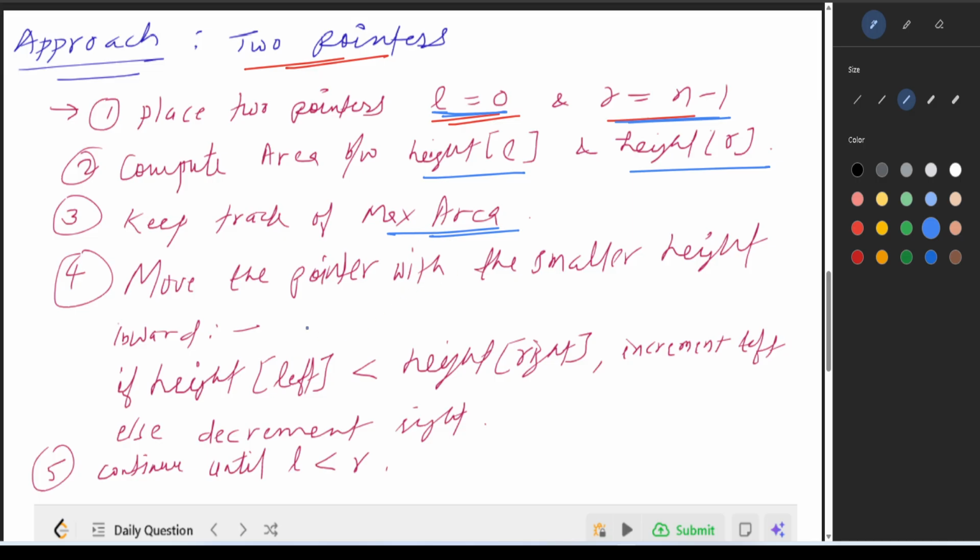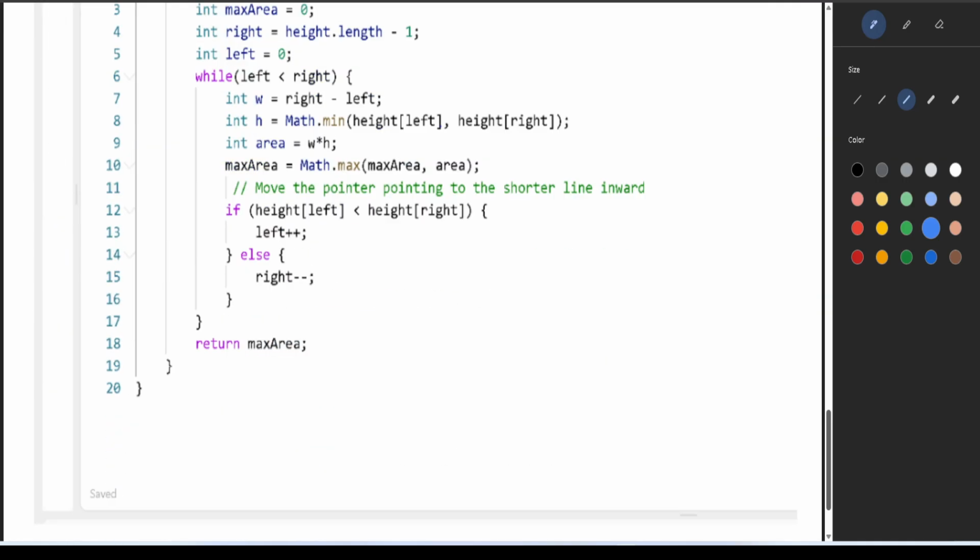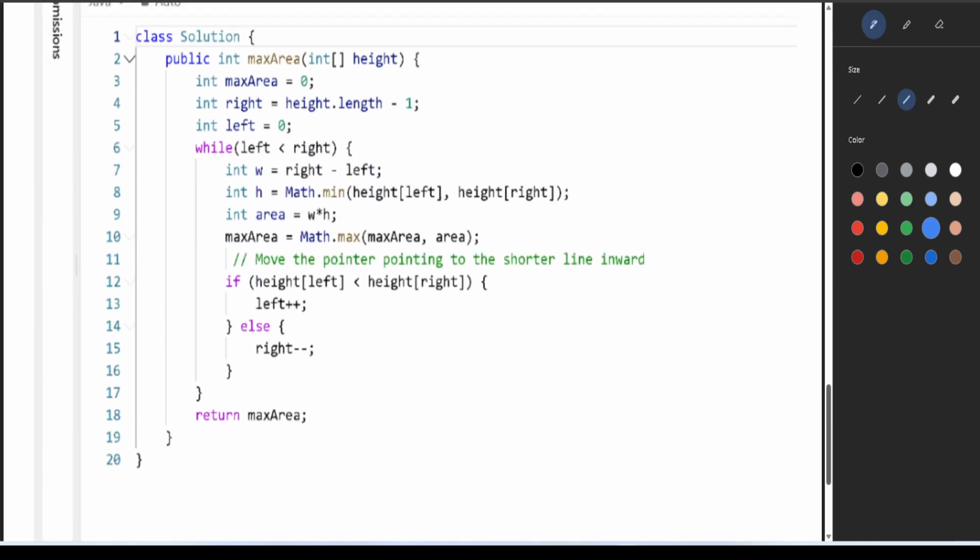What is the max area? Until then, we'll keep moving according to the given heights. If a smaller height is there, we'll say okay, height at left is less than height at right, so increment the left, otherwise decrement the right. It will continue while left is less than right. So we'll use this 2-pointers algorithm. How? Let's see the code.